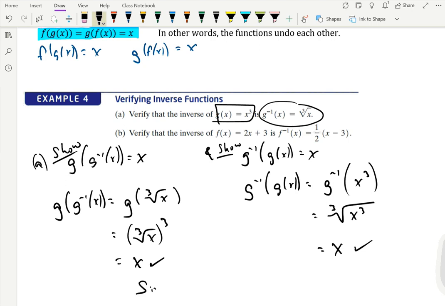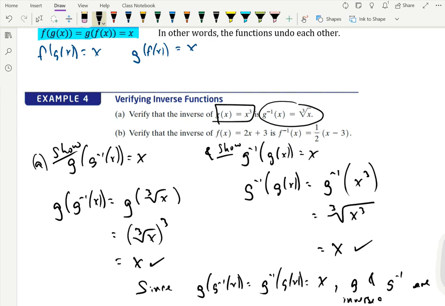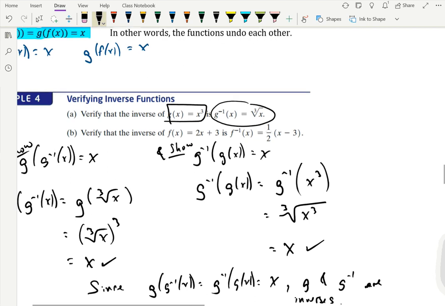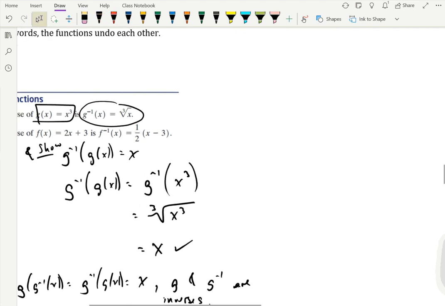So I can say then, since g of g inverse of x equals g inverse of g of x, and those both equal x, g and g inverse are inverses of each other. Okay? So we can verify that those are indeed inverses. Let's take a look at the next group here.